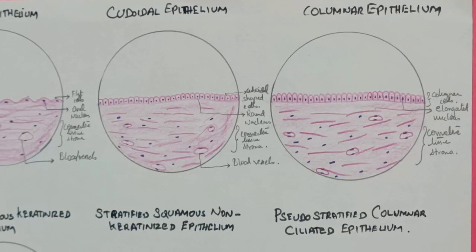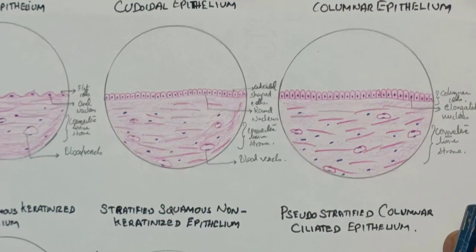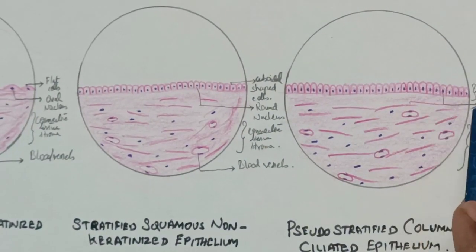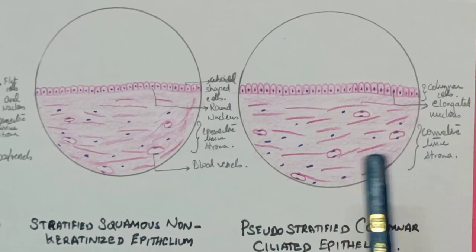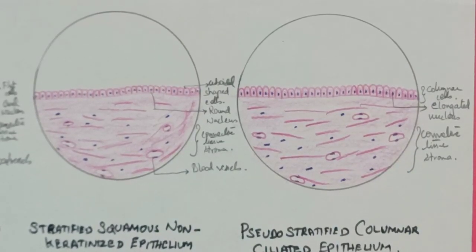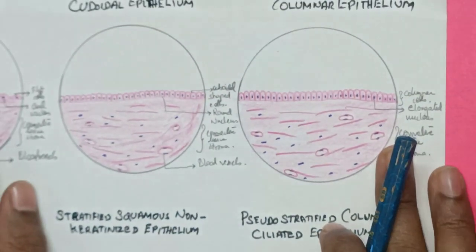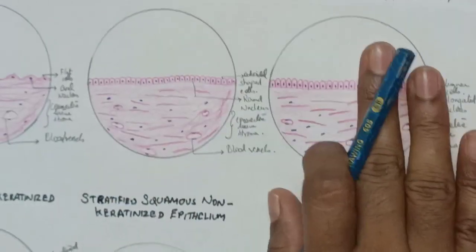All the examples I have already posted in the previous video, you can go through and brush up. When you see the columnar epithelium, the cells are tall columnar with an elongated nucleus, and what I have drawn is the connective tissue stroma. Whenever you draw, you have to draw the epithelium, basement membrane, and the underlying connective tissue stroma. With these three basic diagrams, I complete the diagrammatic representation of simple epithelium: squamous, cuboidal, and columnar.